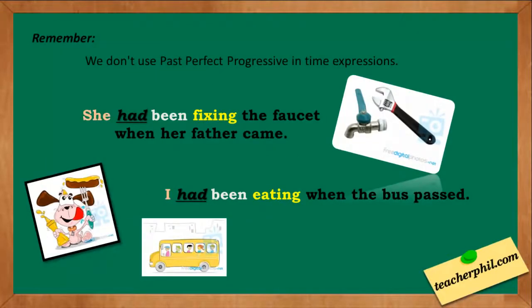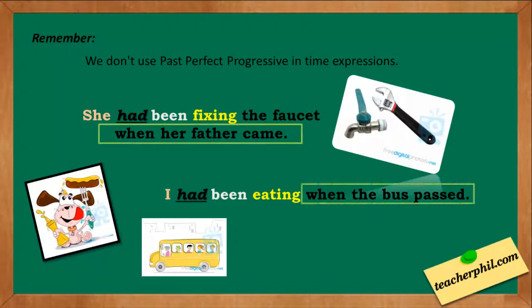Remember, we don't use past perfect progressive in time expressions. Examples: she had been fixing the faucet when her father came. I had been eating when the bus passed. When her father came and when the bus passed are our time expressions. If you notice, we don't use the past perfect progressive with them. We simply use past simple.